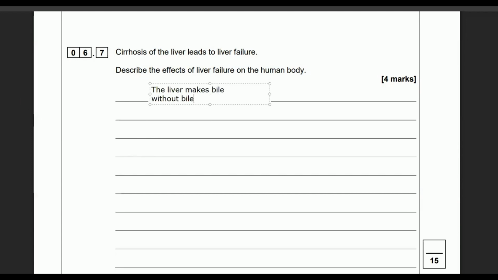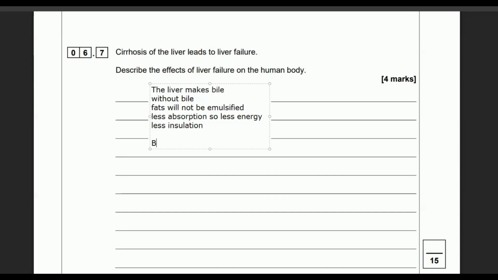Without bile, let's just say if it can't make bile anymore, fats will not be emulsified, right? So if you can't emulsify fats, less absorption, so less energy. Maybe you've got less energy, less insulation. What do we need fats for? We need fats for insulation. We need fats for energy. So if you can't absorb as much fat, you're not getting that fat in your diet, right?